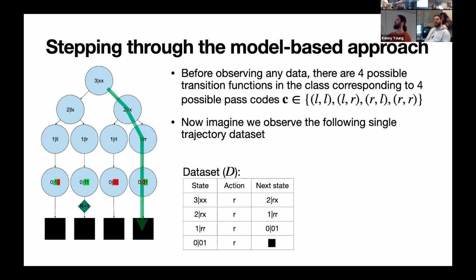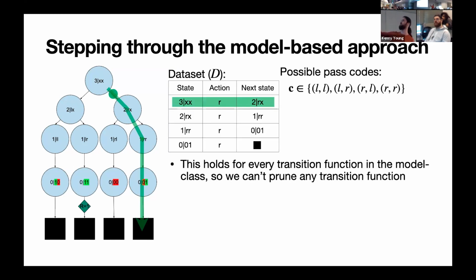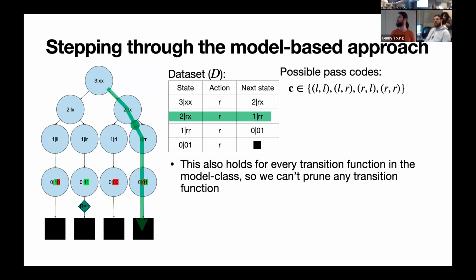And now if we imagine observing a single trajectory data set, so just always taking the right action and going down one particular path in that tree, then the data set looks like that. And then I'm just going to step through each state in this data set and say whether we can prune any passcode using this model-based approach. So this first transition holds for every class instance, so we can't prune anything based on this observation. The reason is essentially just because this is a fixed part of the environment dynamics. It always goes from 3XX, takes the action R. If it takes the action R, it will arrive in 2RX. That holds for every model in the class. So we can't eliminate any transition functions from that alone.